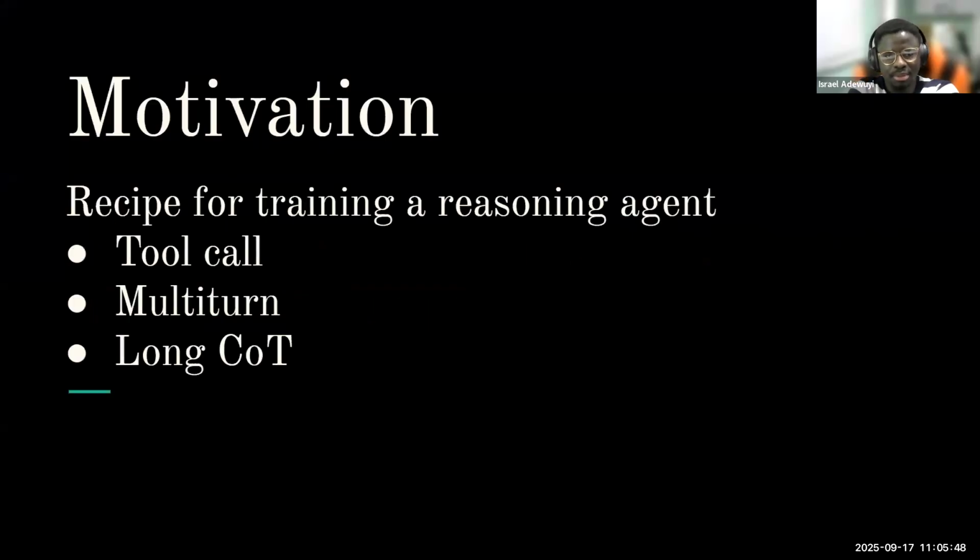The motivation for this paper, according to the authors, is that the recipe for training a reasoning agent is usually that you have a bunch of tool calls, it's trained in a multi-turn setting, and by default you get this really long chain of thought where the model spends a lot of time talking, trying to solve whatever problem in a particular domain. And some problems arise with this setup.